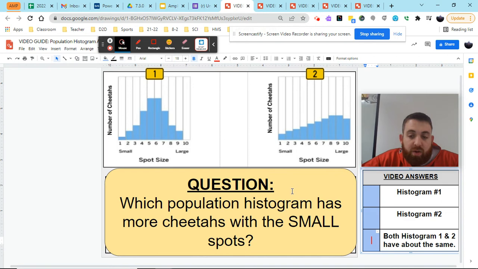So looking at our two histograms, go ahead and select your choice, pause the video, and then unpause the video to see if you got the answer right and how we got the answer using our key concepts. All right. Do we think we got it?